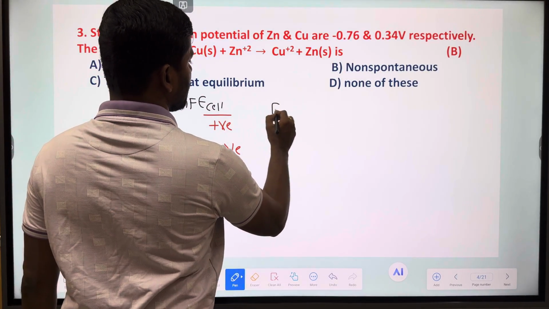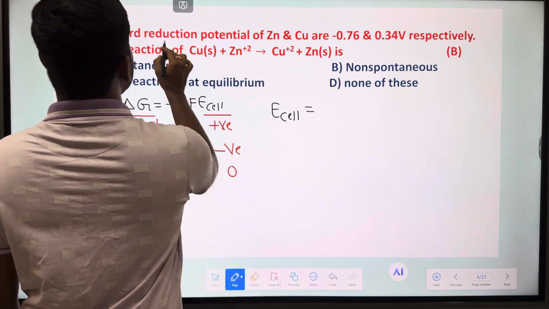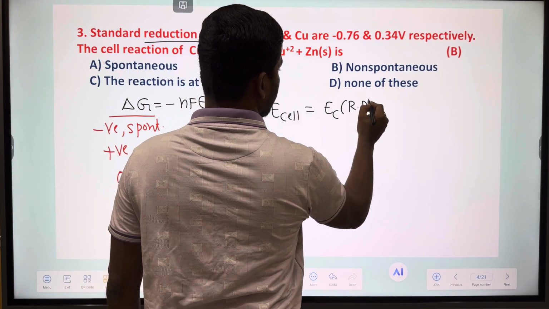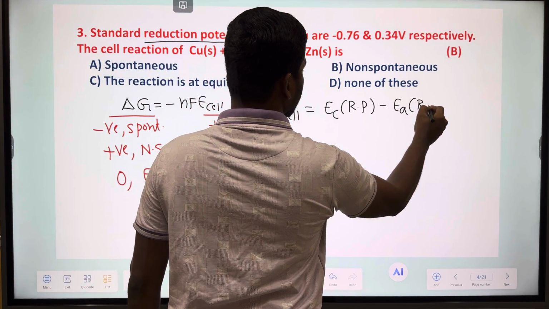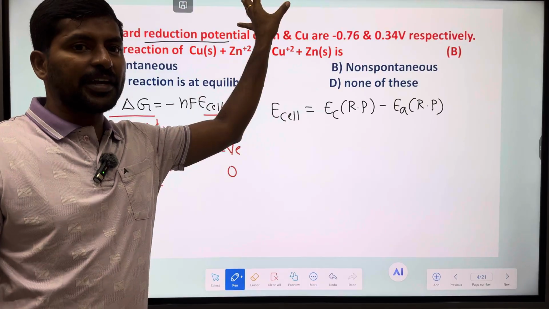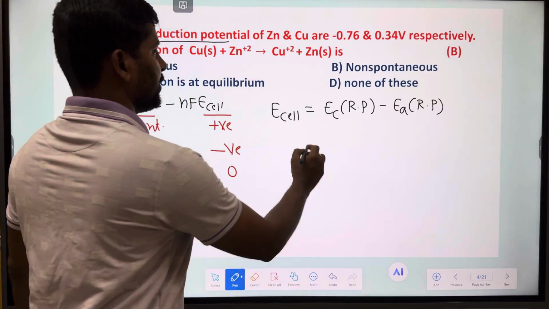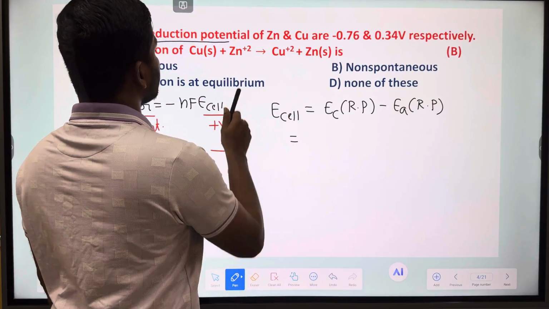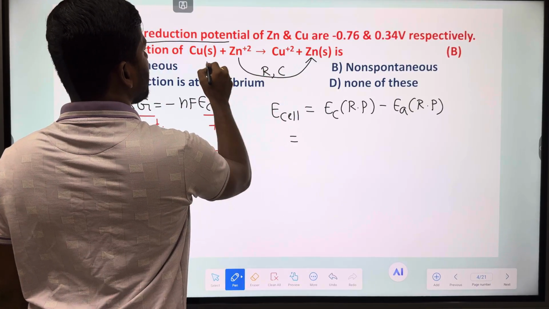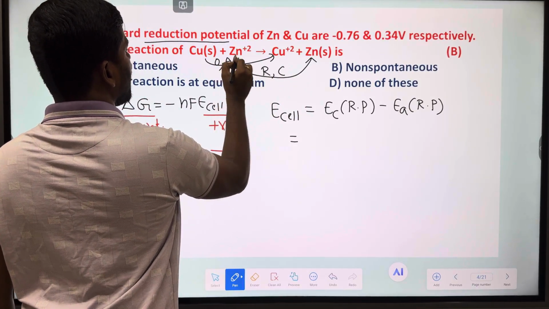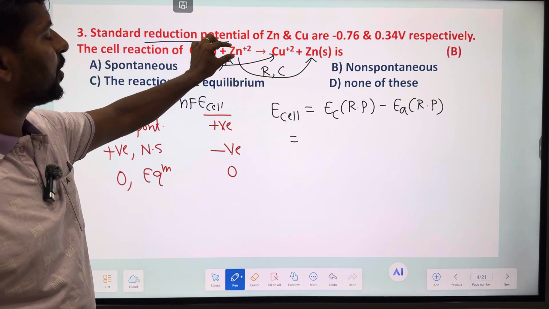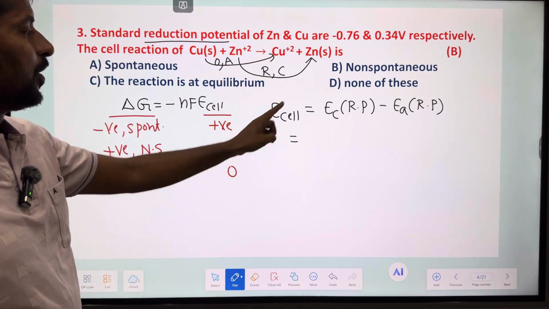So E cell is nothing but what? Here the reduction potentials are given. So cathode reduction potential minus anode reduction potential. If oxidation potentials are given, you simply change the sign to get reduction potentials, right? So what is the cathode here? Zinc is undergoing what? Reduction. So that means that is the cathode. Copper is undergoing what? Oxidation. So anode. According to the cell reaction given, copper is anode undergoing oxidation, zinc is undergoing reduction, so it is cathode.